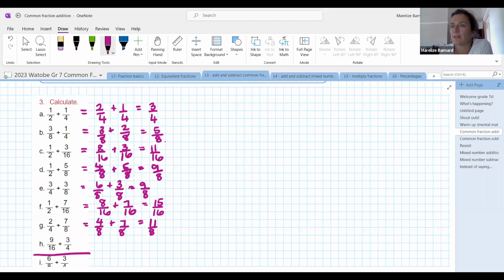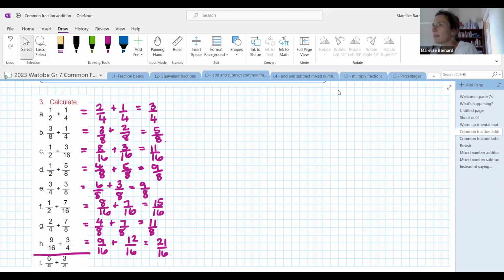And then 9/16 plus 3/4 is 9/16 plus how many 16ths will 3/4 be? That is going to be 12. And that is 21/16 altogether. Right.